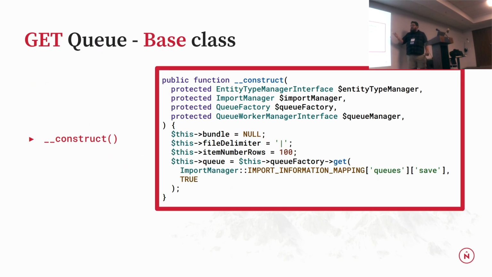So, just to throw it in here, we have our constructor, just to show, because there's going to be referencing some of these things, so I want to put it in here. So for example, we can determine the bundle, we can determine our expected file delimiter, and a number of rows. I'll explain that in a second, but we're going to group some things together, and also grab our queue that we're going to be populating, so the save queue.